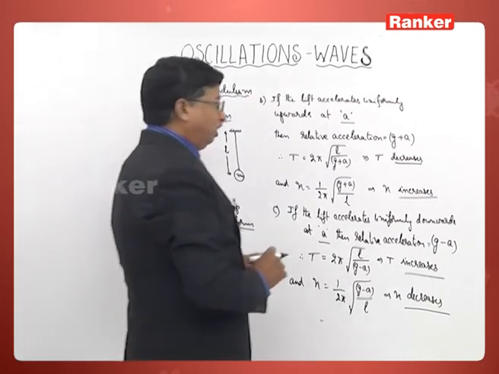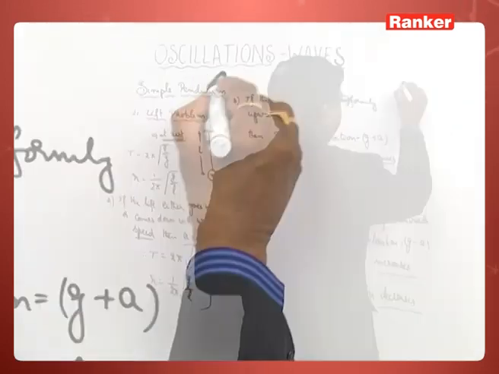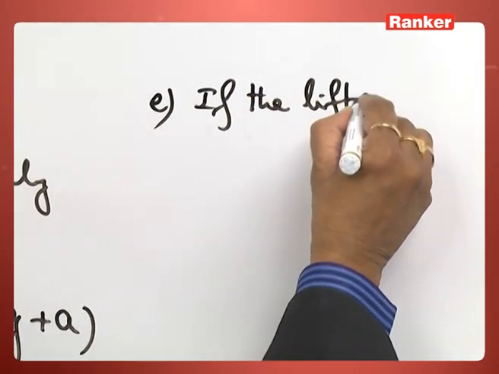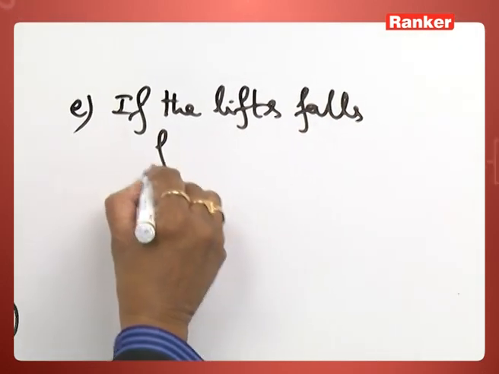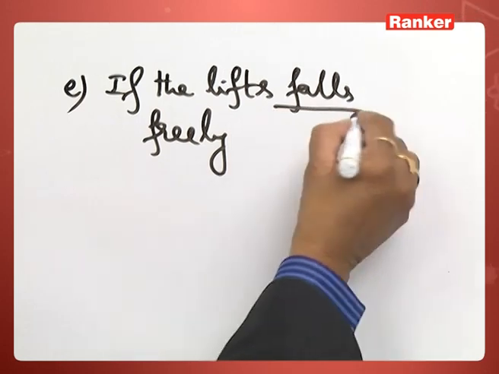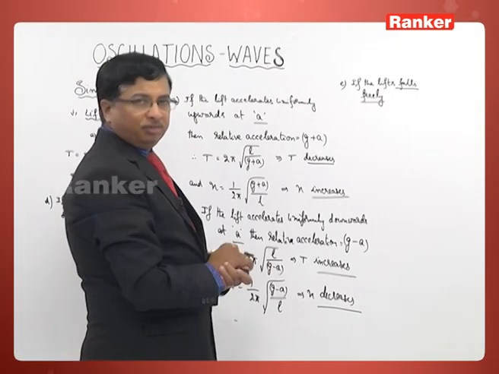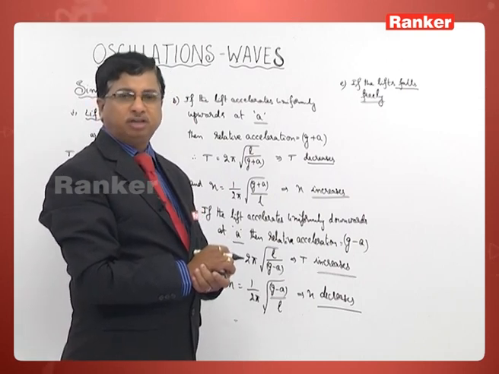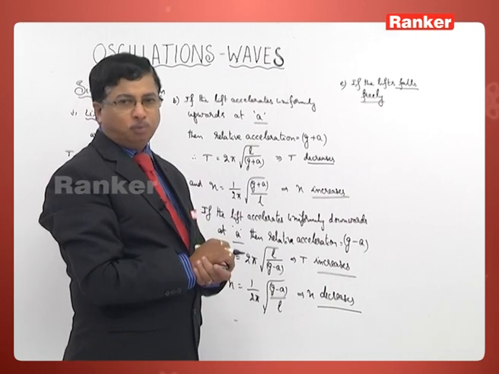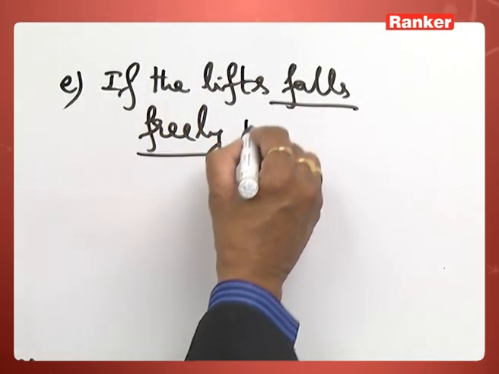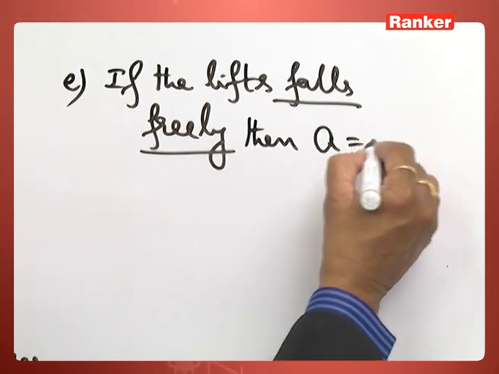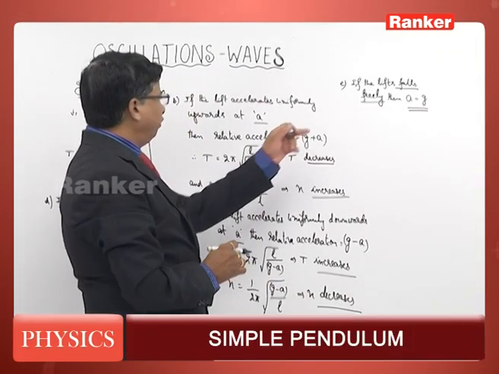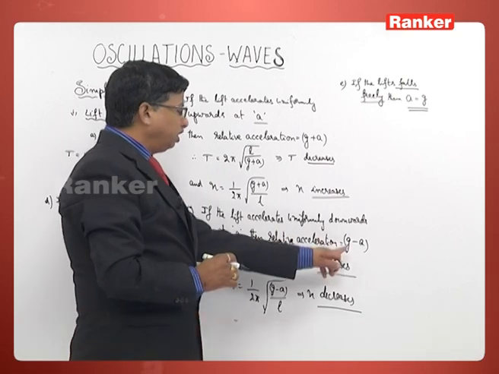Now come down to the last case, please. That is case E, the fifth one. If the lift falls freely, what do you mean by falling freely? Any freely falling body will have acceleration equal to acceleration due to gravity. That is what we all know. Therefore, one can write when it is falling freely, its acceleration is equal to acceleration due to gravity. And we all know well, when it is falling freely, relative acceleration becomes g minus a.